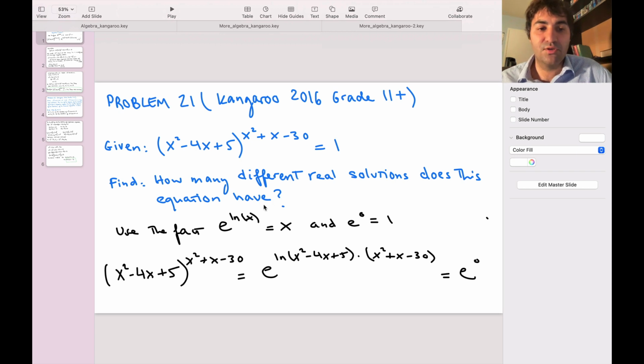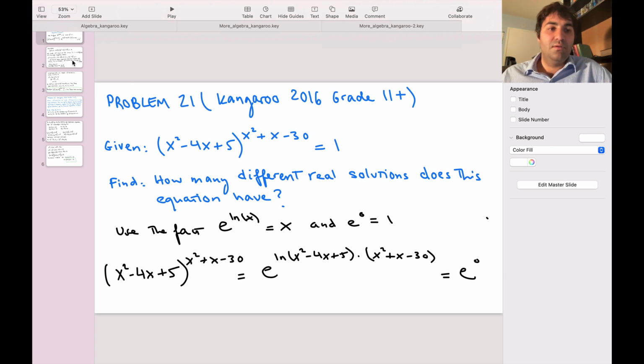So we can use the trick here. We use the fact that e raised to ln of x is equal to x, and that e to the 0 power is equal to 1. So I'm going to rewrite the left side of the equation as e to the ln(x² − 4x + 5) times (x² + x − 30). Using this property, this would drop into the lower position, right? And then 1 is equal to e to the 0, so we can solve this equation here.